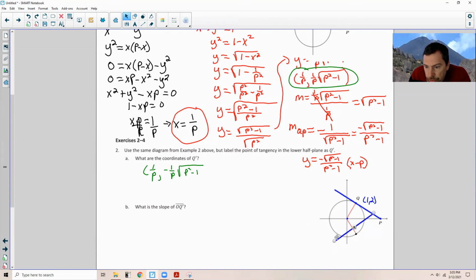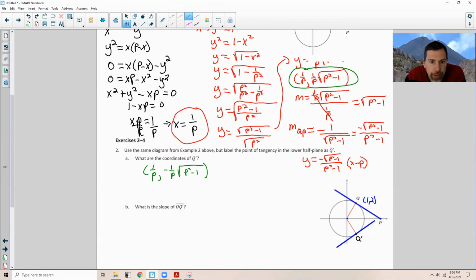So they weren't very specific as to where the lower plane was, but I guess this is what they mean. Okay, so like that, reflecting Q down to Q prime. So that point of tangency is 1 over p, comma, negative 1 over p square root of p squared minus 1.